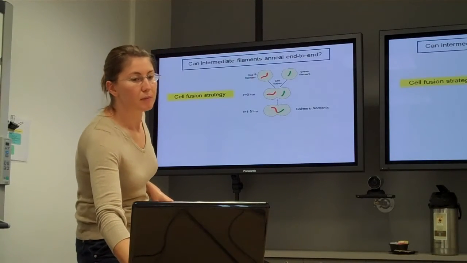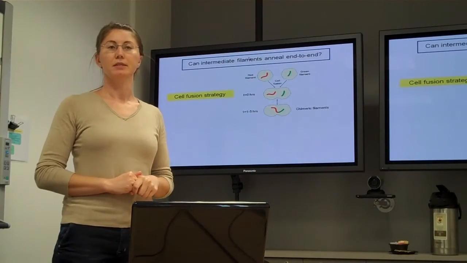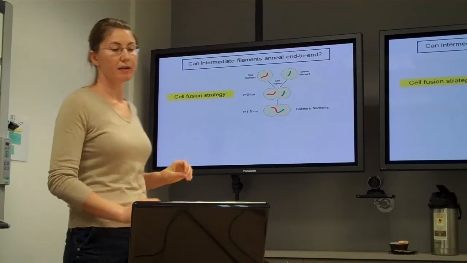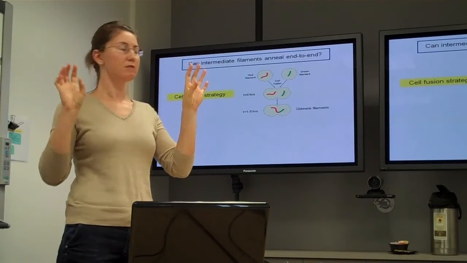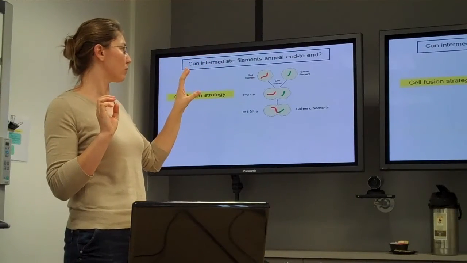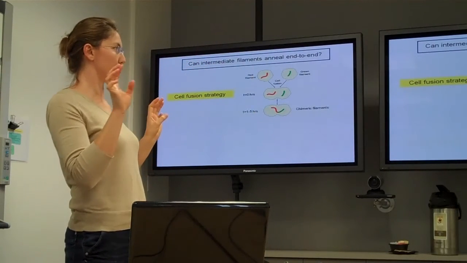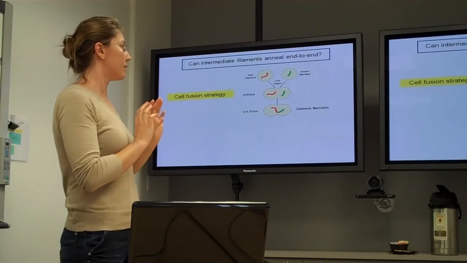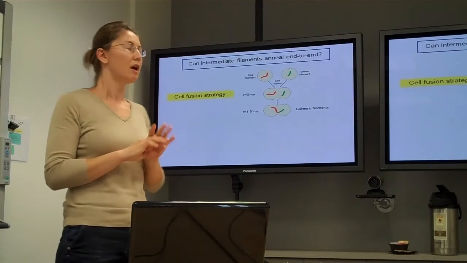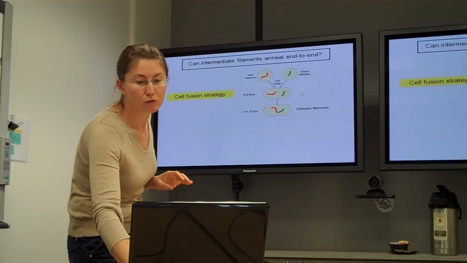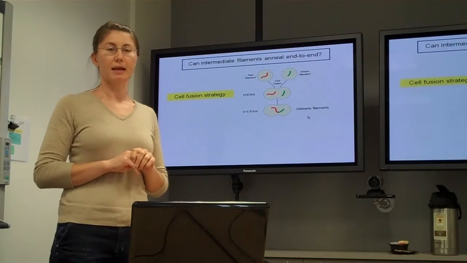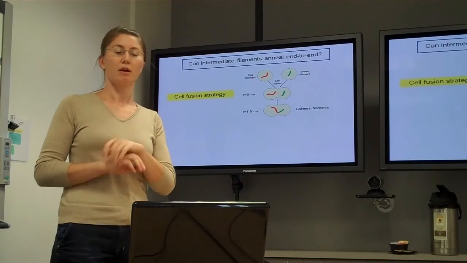So in order to answer my first question, can intermediate filaments anneal end-to-end, I used a cell fusion strategy. Here I started with two groups of cell populations where I had red filaments in one group of cells and green filaments in the other group of cells, and then I fused them together so that I can now have red and green filaments in the same cell. Within 5 hours I looked for chimeric filaments in these cells. Chimeric filament means that a filament has an alternating red and green segment.